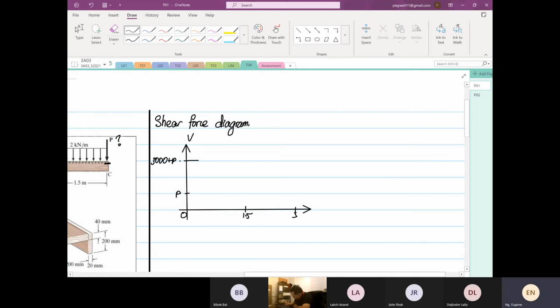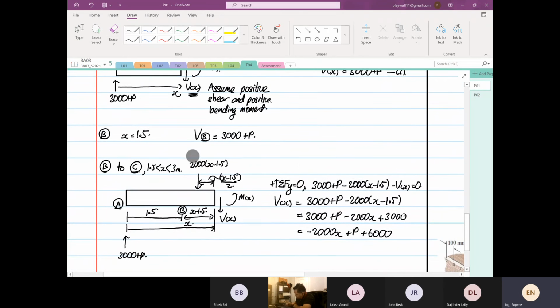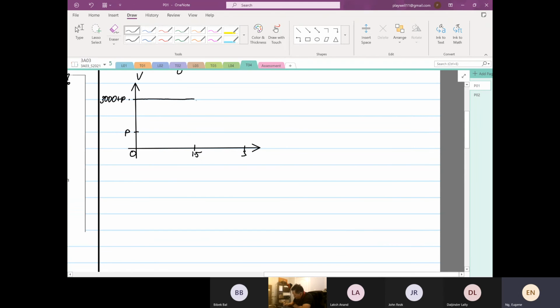So it's going to stay at 3000 plus P until 1.5. If you look at our function over here, where x is equal to 1.5, we are at 3000 plus P. Then after that, you have a negative slope coming down, and then it will come down at 3 meters. This is a straight line, not a curved region. I'm going to draw a straight line so there's no misunderstanding. Then after that, it's going to go down to 0. So this is your shear force diagram.